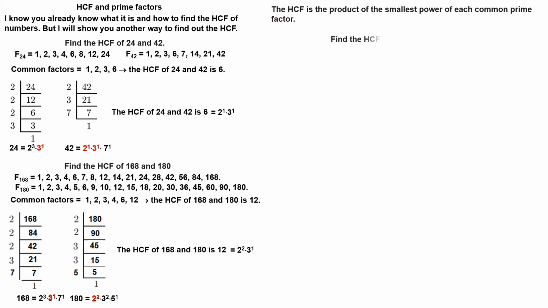Find the highest common factor of 72 and 60. 72 is 2 cubed times 3 squared. 60 is 2 squared times 3 times 5. The highest common factor of 72 and 60 is 2 squared times 3. Now it is your turn.